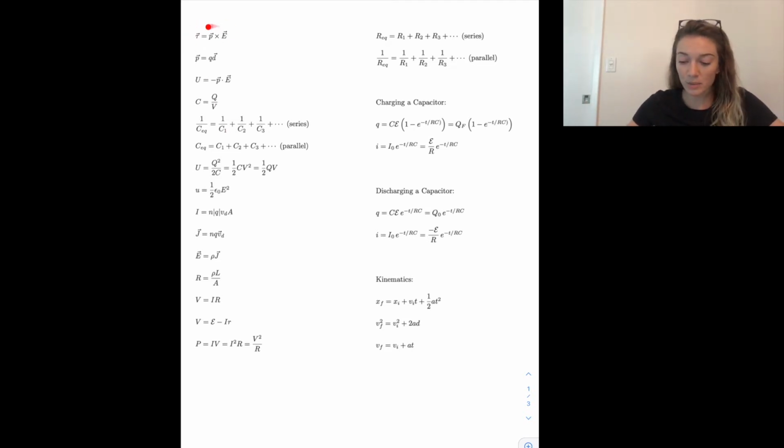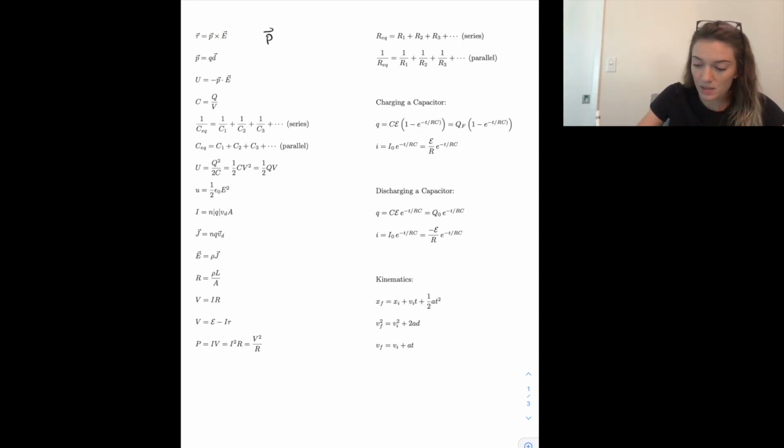This is the formula for the torque on an electric dipole, where tau is the torque on your dipole, and p is the dipole moment, where p is equal to qd. These formulas go together, actually all the top three do. The top three formulas have the same p in all of them. So you have your torque, you have your actual dipole moment, where p is the dipole moment.